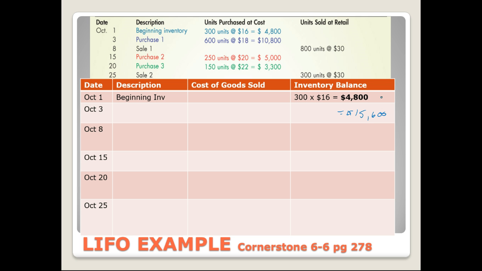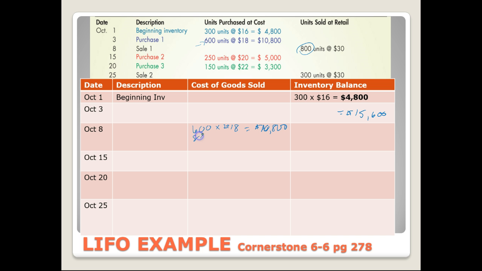Now it's immediately going to start getting different when we have our first sale. On October 8th, they are going to sell 800 units. Now this is last in, first out. What was the last group of inventory in? Well, it was the purple units, the 600 purple units at $18 a unit. So it's an 800 unit sale, so we're going to sell all 600 of the purple units at $18 a unit. So there's $10,800 in cost of goods sold right there.